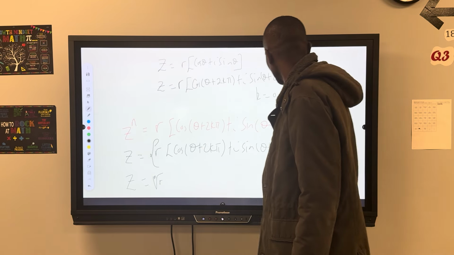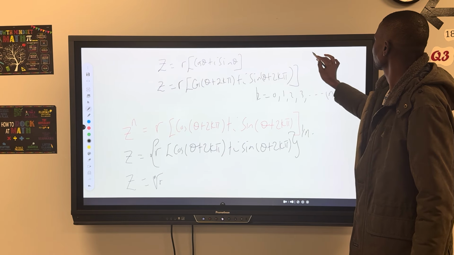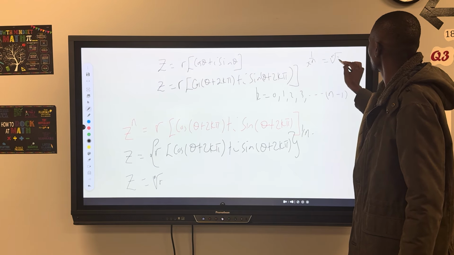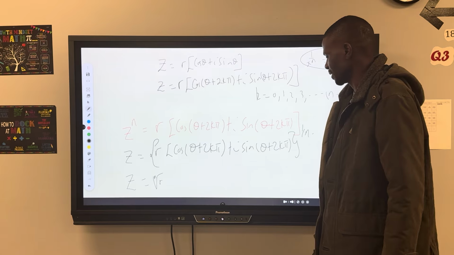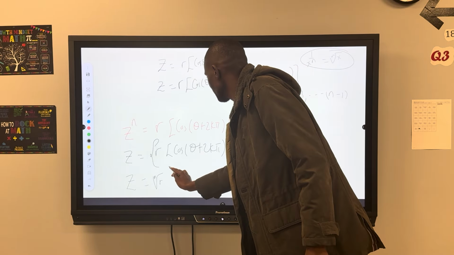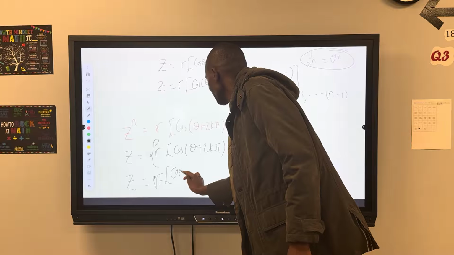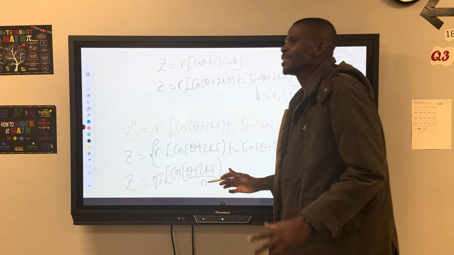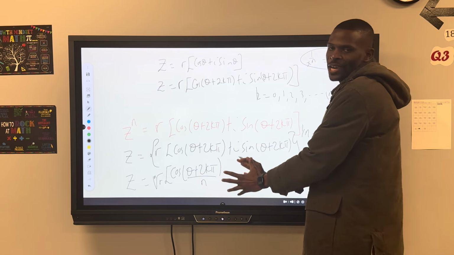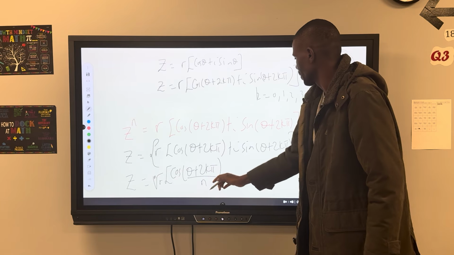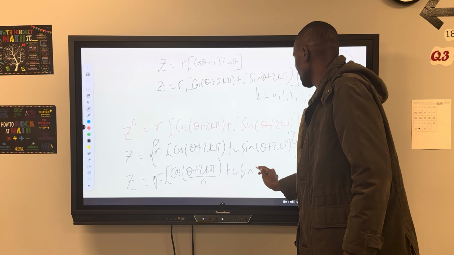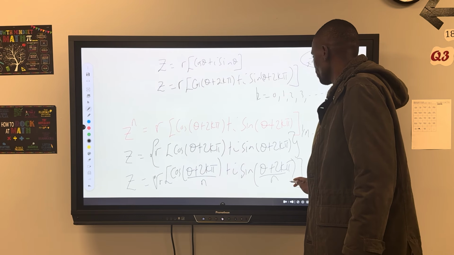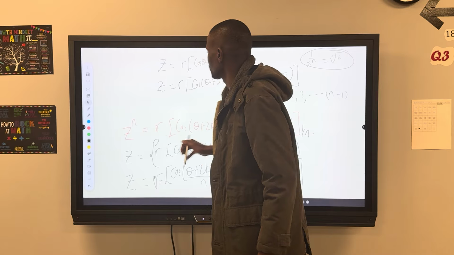So it will be nth root of r. Remember, 1 over n from your indices. X to the 1 over n is the same as saying nth root of x, from the rules of exponents, right? So now it becomes cos of (theta plus 2k pi) divided by n. Remember, I said this exponent will affect the argument, our angle. Since it's 1 over n, it becomes the denominator there, plus i sine of (theta plus 2k pi) over n. So this is the formula which we are going to use.